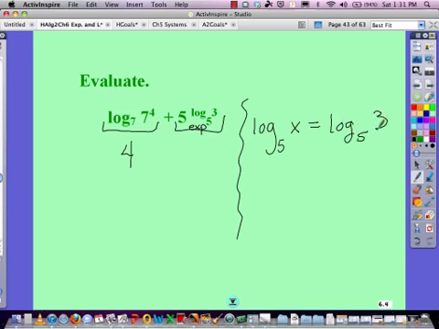And that was one of our rules. Look at that. So you can look. Everything is the same. The logs are in the same spot. The 5's in the same spot. So what's that leave? The x and the 3 have to be equal. So we have come down to nothing more than 4 plus 3, which is 7. So once you simplify each part, then we're good.